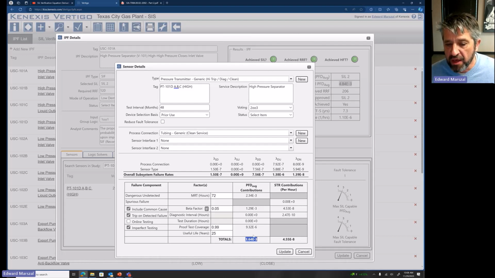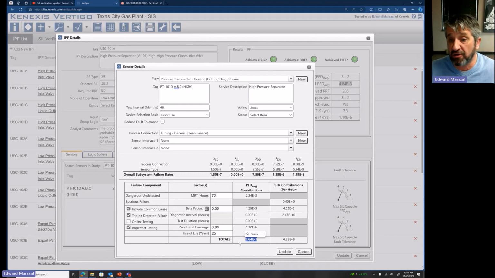So you'll see 3.64 E-3 is the sum of 2.34 E-3 and 1.29 E-3. There's a 0 here, a 0 here, and then 9.32 E-6. You add all those together. So when you're calculating the PFD, you're actually adding together multiple terms.